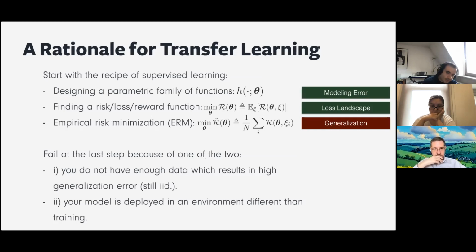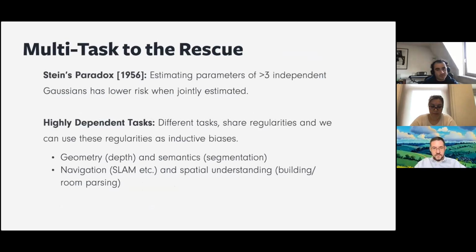Or the second possibility is that maybe you are in a world where you cannot collect data from your deployment environment. Maybe you train your autonomous driving in Germany, but you will deploy in Turkey or in the US. So your setting is non-IID, and your test distribution will be different from your training distribution. And regardless of what your problem is, data scarcity or non-IID, typically the machine learning solution is to look at this from a multitask perspective.